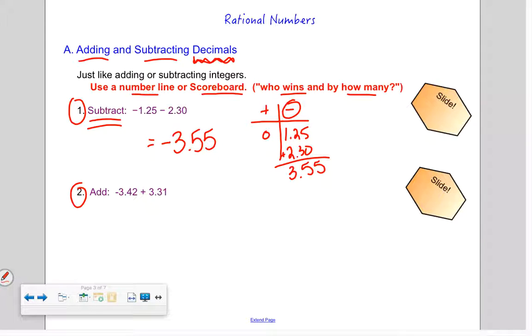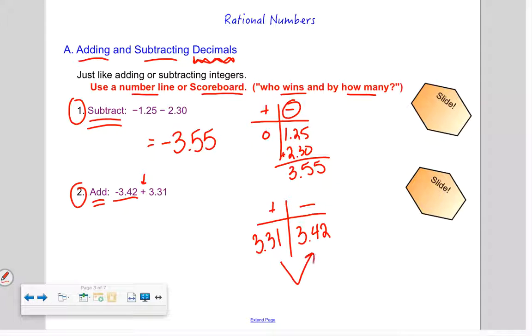Okay, let's try one more. The second example here says add, and it is an addition problem because there is a plus sign in the middle, but we need to be a little smarter than that when we talk about how to actually go about doing the problem. No double signs to deal with, but basically we have 3 and 42 hundredths, that's on the negative team. 3 and 31 hundredths, that's on the positive team.